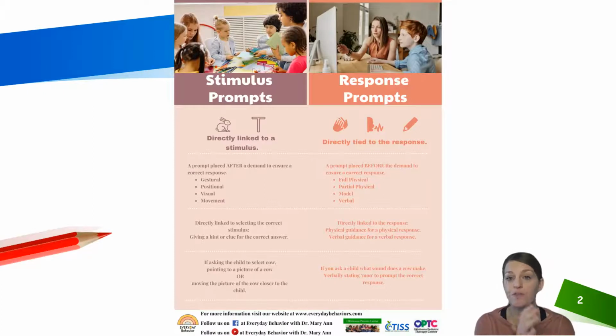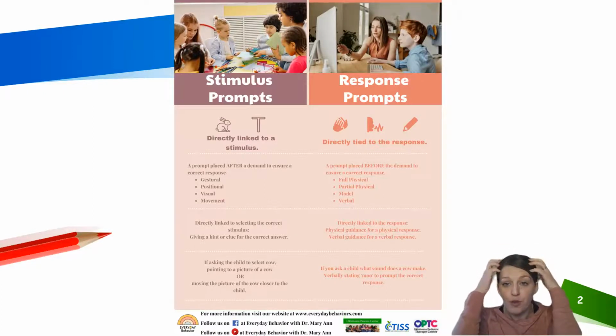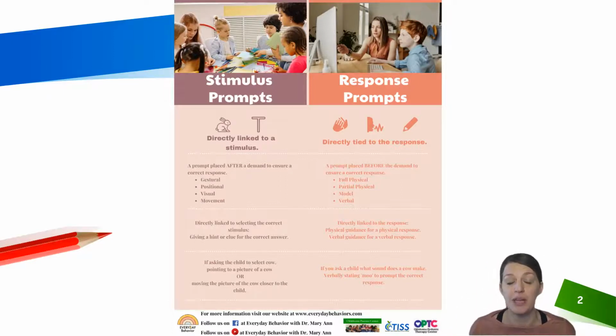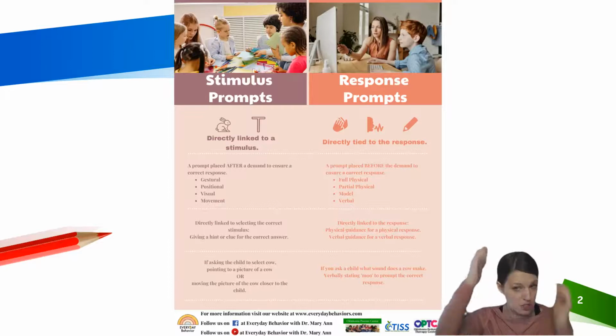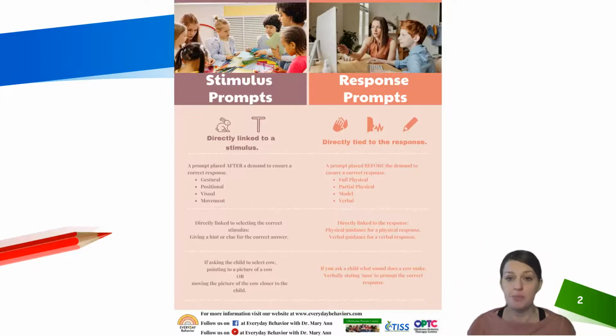So it could be a full physical. You want them to wash their hands or to wash their hair. And so you're fully physically guiding them and doing that, or clapping their hands. Some kind of full physical or partial physical. Maybe a model, do this, or scrub like this, or get right here. Something to that effect. Or it may be a verbal prompt where you're saying, say cow, cow.